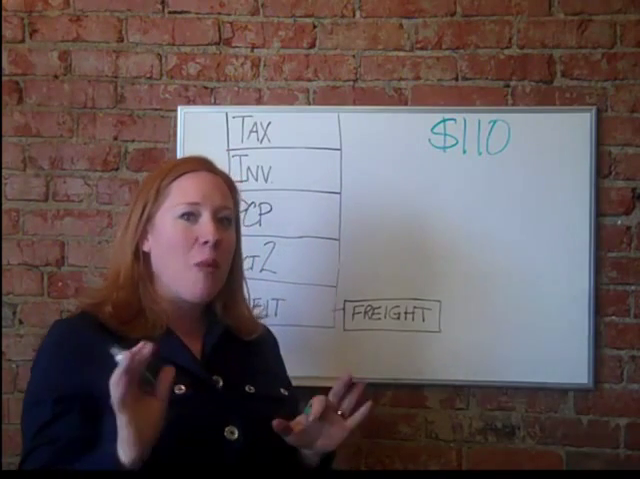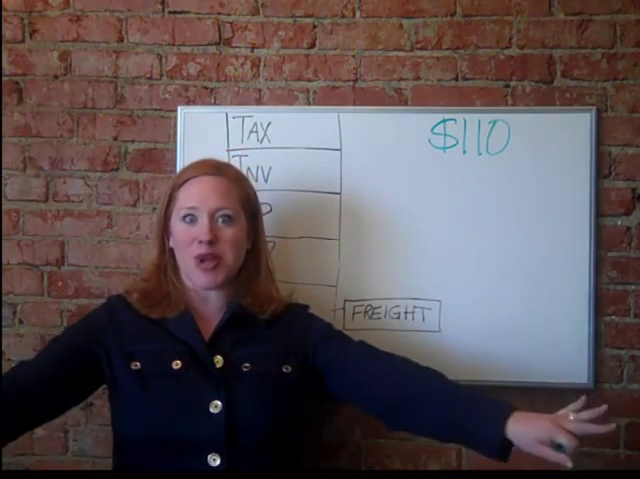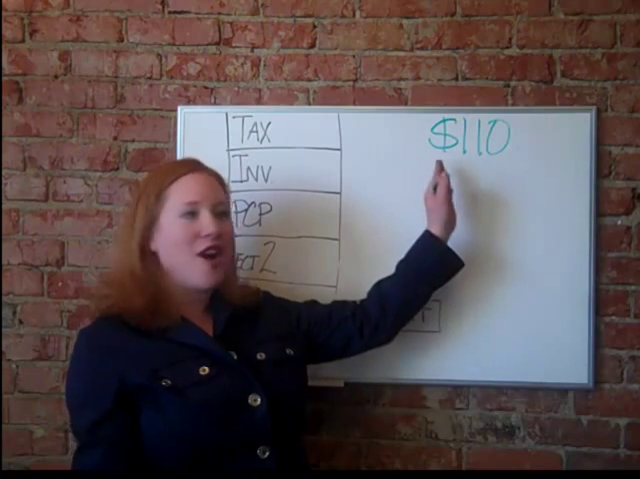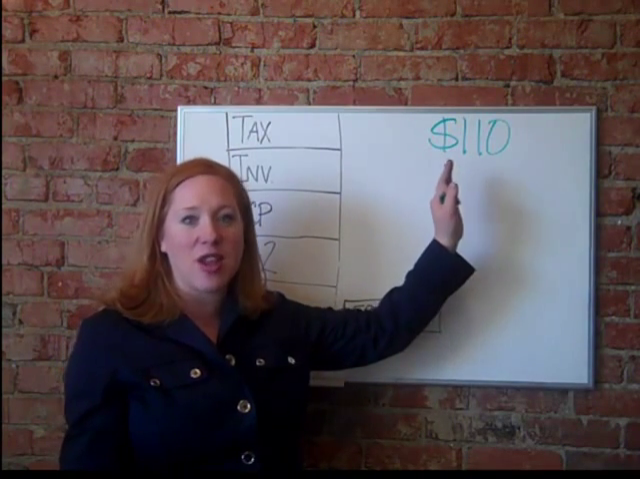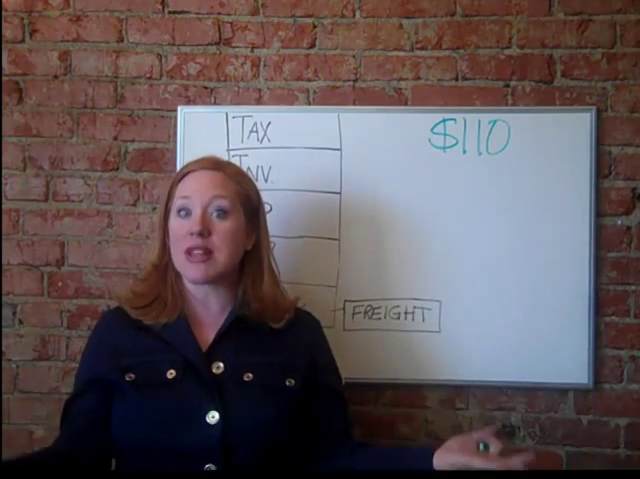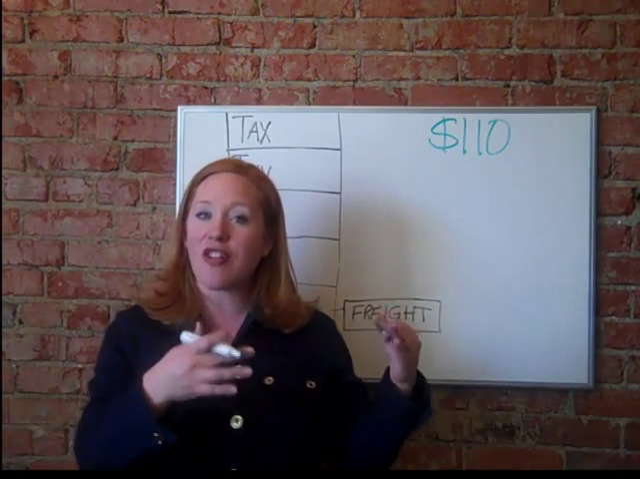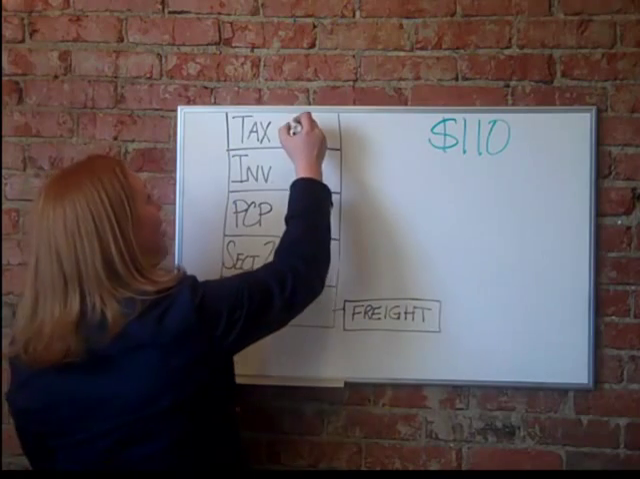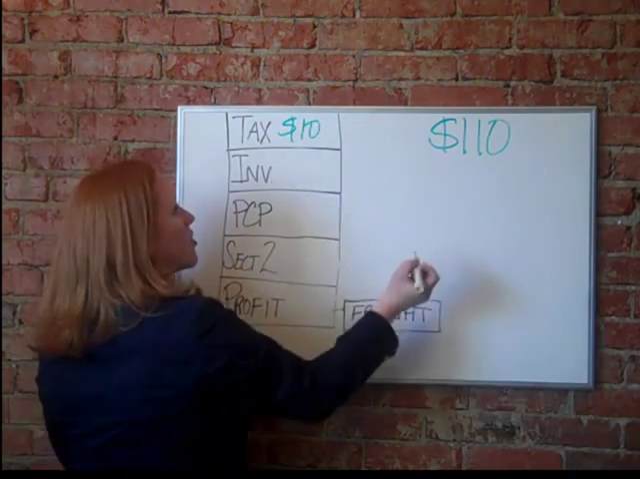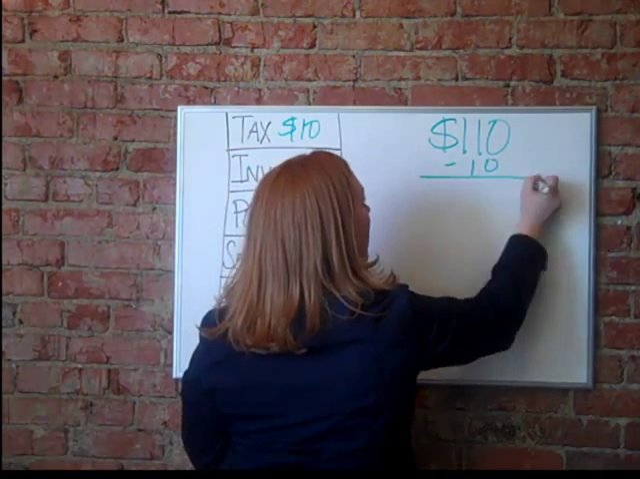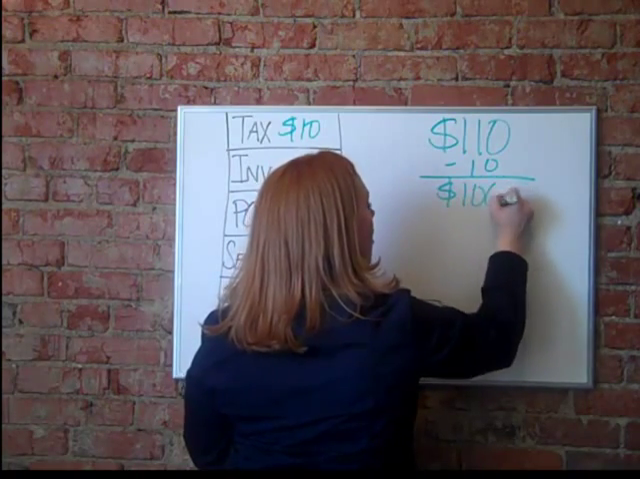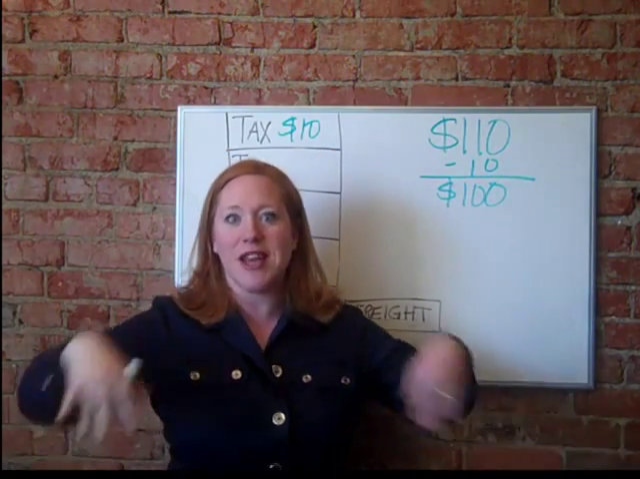In this case, I want you to imagine paper envelopes on a table in front of you and $110 cash that you're working with. If we were doing this type of budgeting with envelopes, we would start and take $10 cash and put it into our tax envelope. $10. So if we take $10 off that amount, we now have $100 left over, cash-wise, to put into our little envelopes.